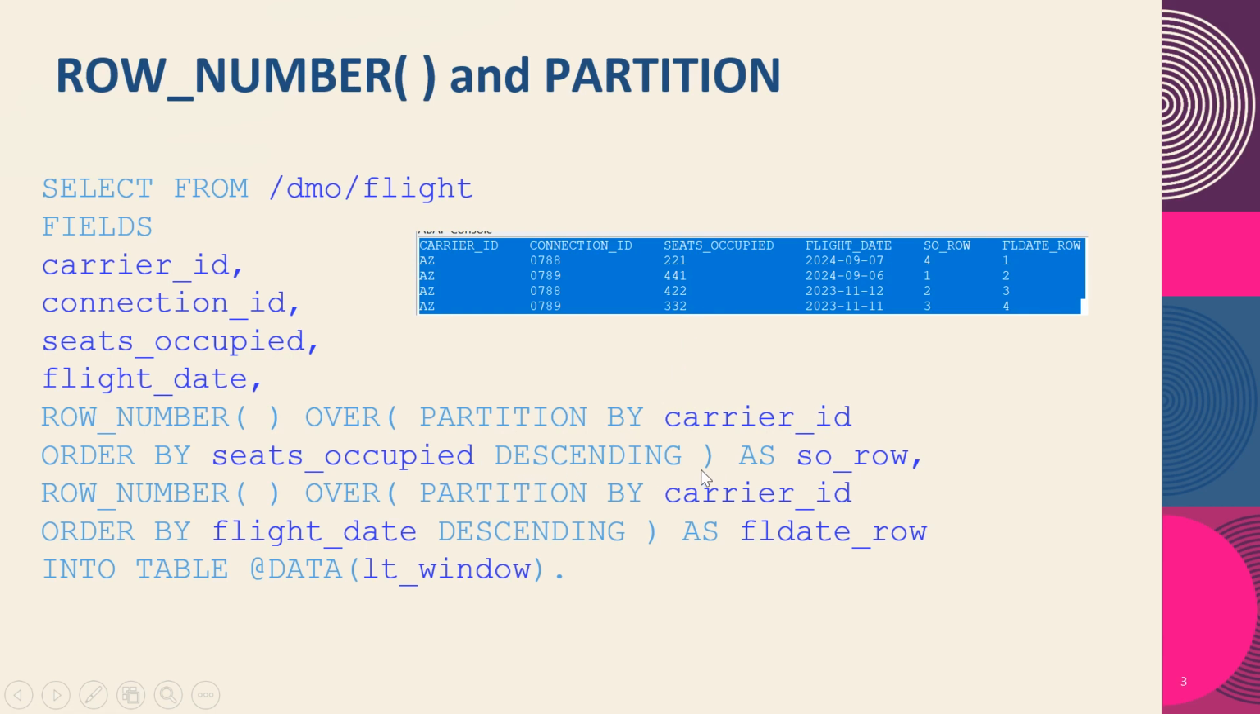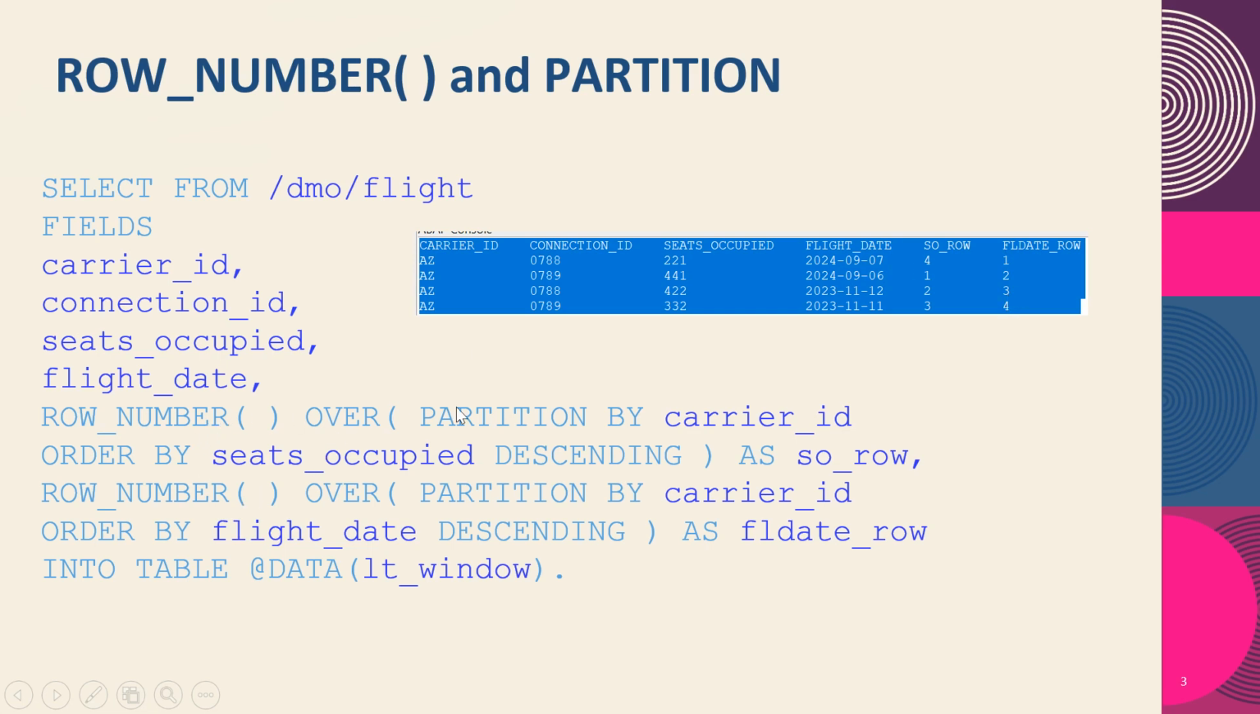I am doing descending. So you can see the first row is the highest seats occupied, 441, second is 422, third is 332, and the last one is 221. Similarly, if you see the flight date, the first flight date is 7th September 2024, the highest one, so it comes as 1, then 2, 3, 4.